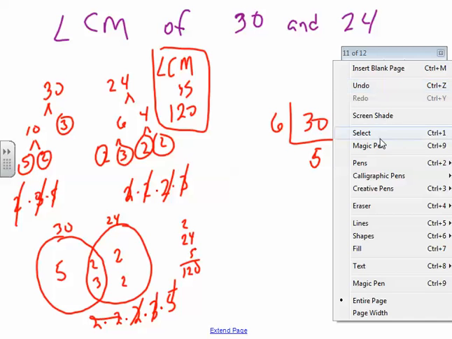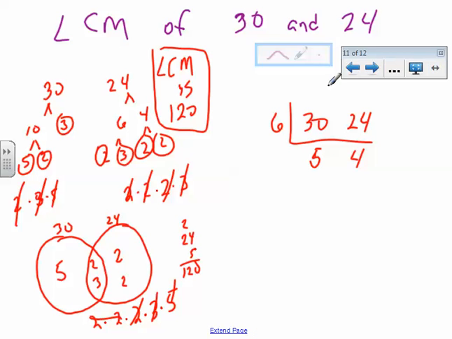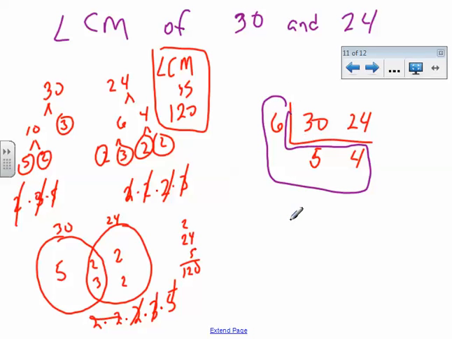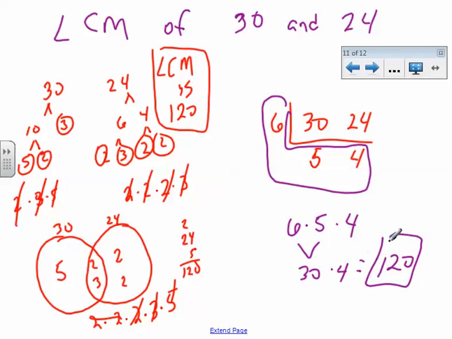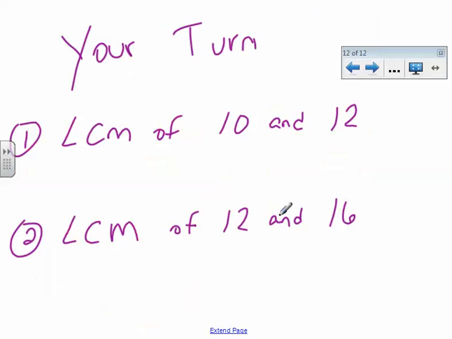So just like I said, we will take all of these and multiply them. 6 times 5 times 4. 6 times 5 is 30. Times 4 is 120. So you notice that I did get the exact same answer regardless of the method that I used.